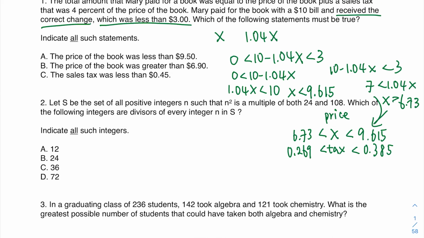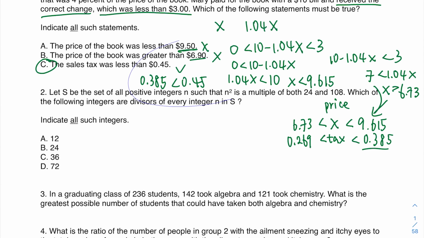So let's go back to the question. The price of the book was less than 9.5? No, it can be 9.6. The price of the book should be greater than 6.9? No, it also can be 6.8 or something. And the tax was less than 0.45. That is right, because the highest number of the tax is 0.385, which is less than 0.45. So that is the correct answer.